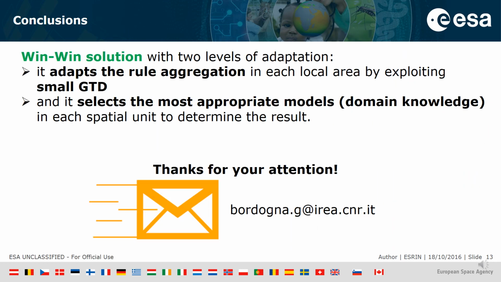So to conclude, I can say that we designed a win-win solution with two levels of adaptation. It adapts the rule aggregation in each local area by exploiting small ground truth data, and it is capable of selecting the most appropriate models, domain knowledge, in each spatial unit to determine a result.